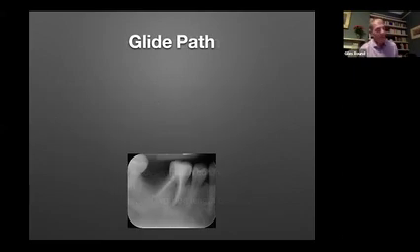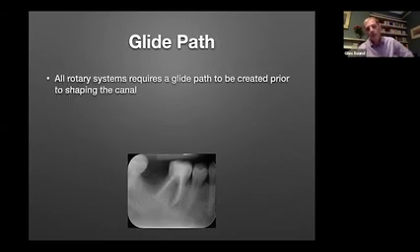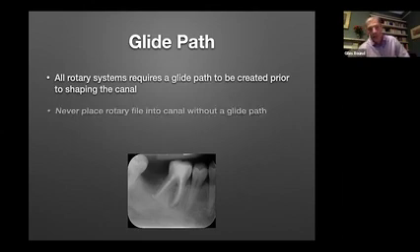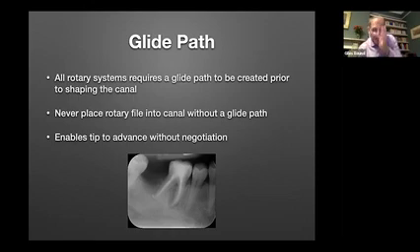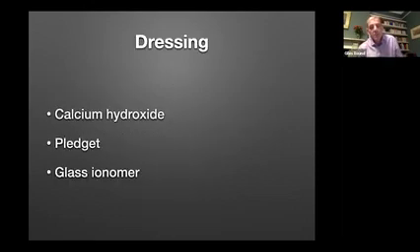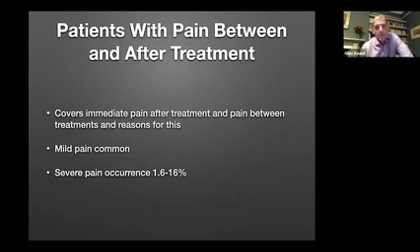And then again, we've just mentioned the glide path. All rotary systems require a glide path before you shape the canal. Don't place a rotary file into the canal without a glide path. It enables that tip to advance without having to make its own path. Dressing, 99% of the time, it's calcium hydroxide, and then a pledget, and then glass ionomer.